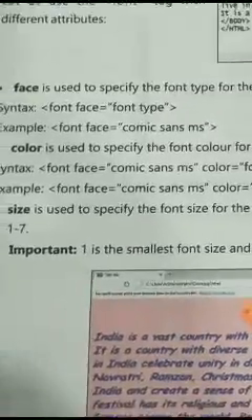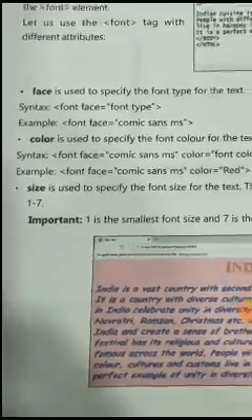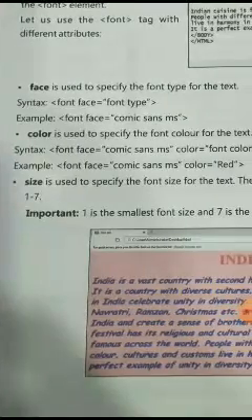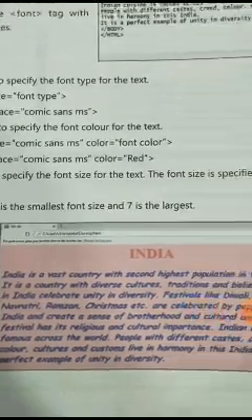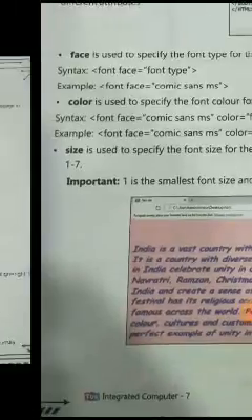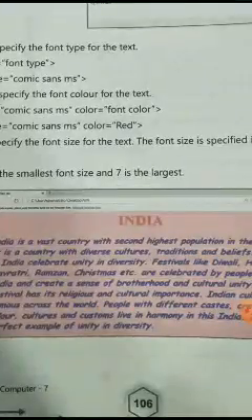Color is used to specify the font color for the text. Font face is given, then color red is given here. You can give any color name here. And then size. Size is used to specify the font size for the text. The font size is specified in numbers ranging from 1 to 7. 1 is the smallest font size and 7 is the largest font size.